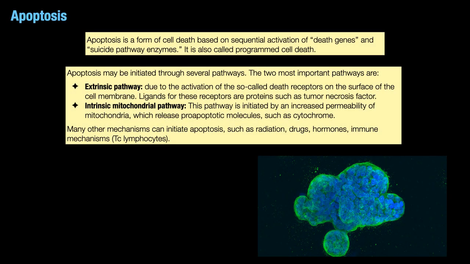On the other hand, apoptosis is a programmed cell death. This process may be led by membrane receptors in what is known as the extrinsic pathway, or it may be triggered by mitochondria, in which case we call it the intrinsic mitochondrial pathway. Other types of damage can trigger apoptosis, like radiation, which is used in radiotherapy, or also your own immune system may cause apoptosis of some cells.